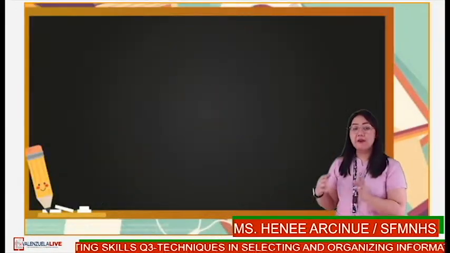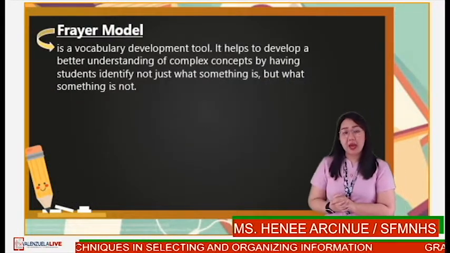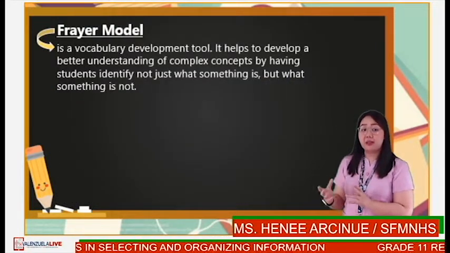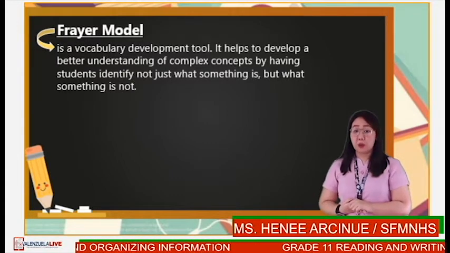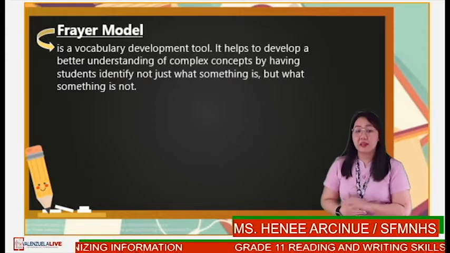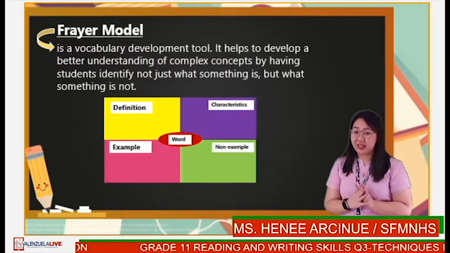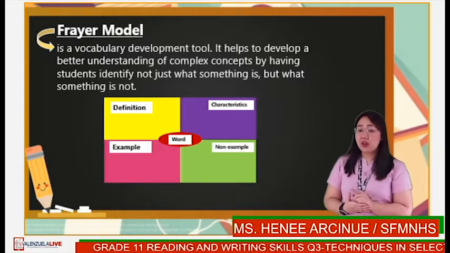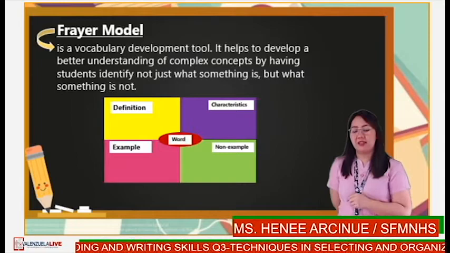Next, we have the Fryer model. It is a vocabulary development tool. It helps to develop a better understanding of complex concepts by having students identify not just what something is, but what something is not. The center of the diagram shows the concept being defined, while the quadrants around the concept are used for providing the details.